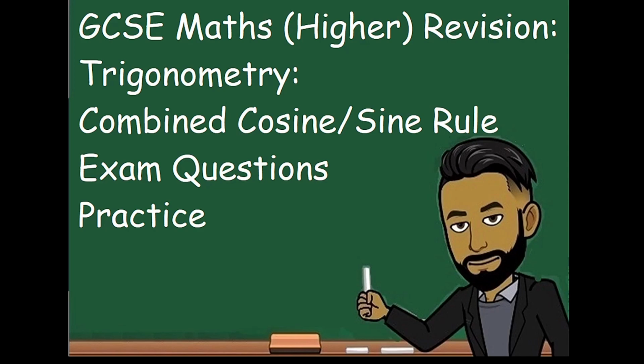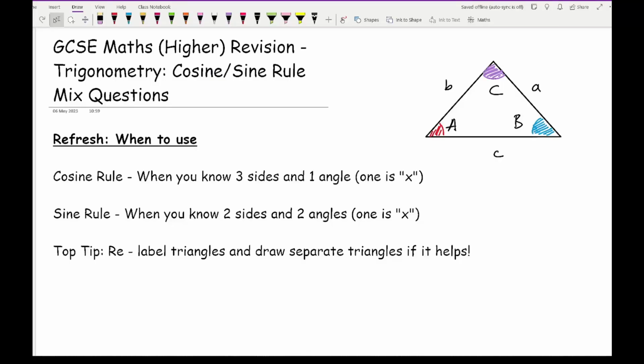Before we get started, let's just have a quick refresh on when to use the cosine rule and when we use the sine rule. For both these rules, you use them when you have not been given a right angle triangle. So these are for all non-right angle triangles.